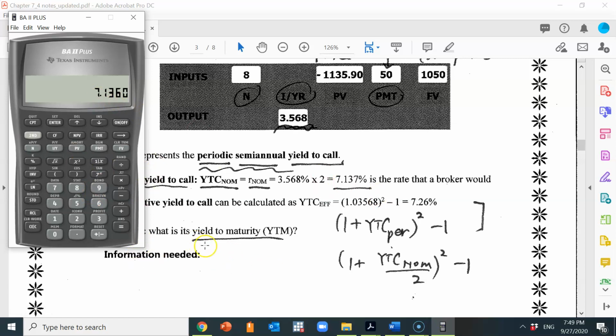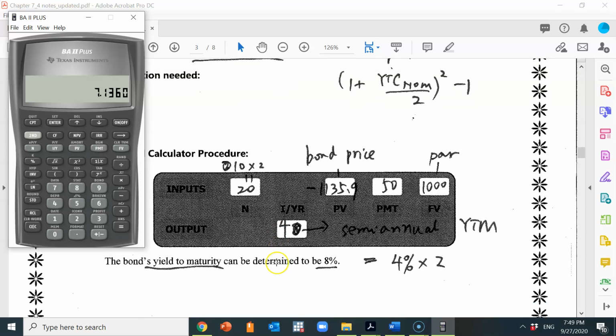The next question asks for yield to maturity of this bond. This time N becomes the number of half years until the maturity date, so it's 10 multiplied by 2. We can input 20 as N. For present value, the bond price is still the same, still negative 1135.9. We input that as PV. Payment is still 50. Future value, we need to input par value instead of call price. And compute for I.